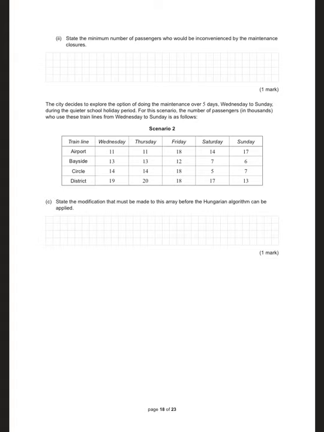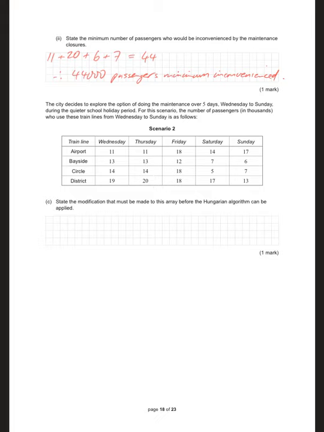18. State the minimum number of passengers who would be inconvenienced by the maintenance closures. I need to use my printout and have a look, so I don't have to go between pages. It's going to be 11 plus 20 plus 6 plus 7 equals 44. Therefore, 44,000 passengers minimum inconvenienced.